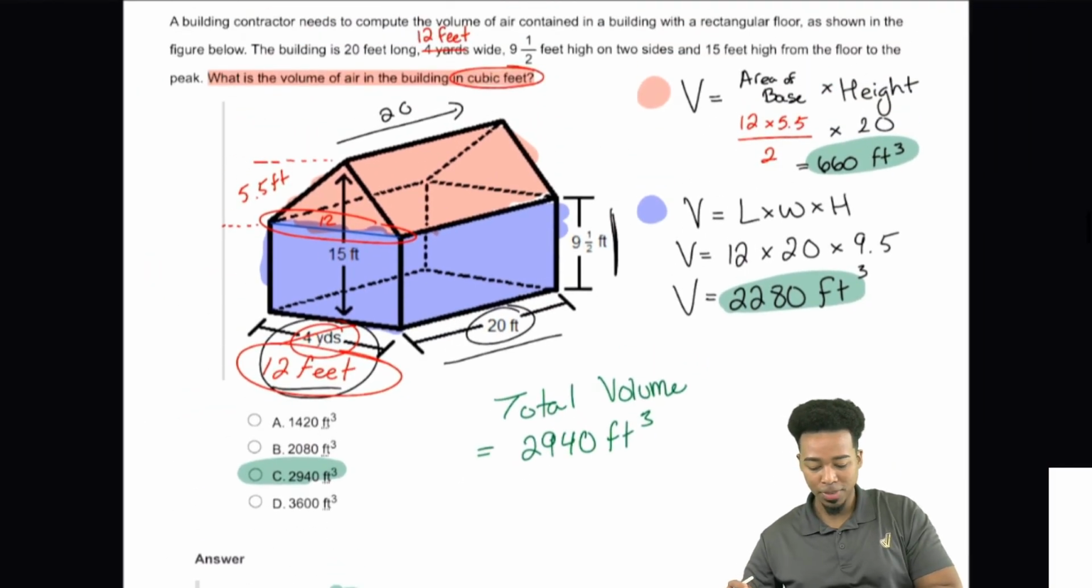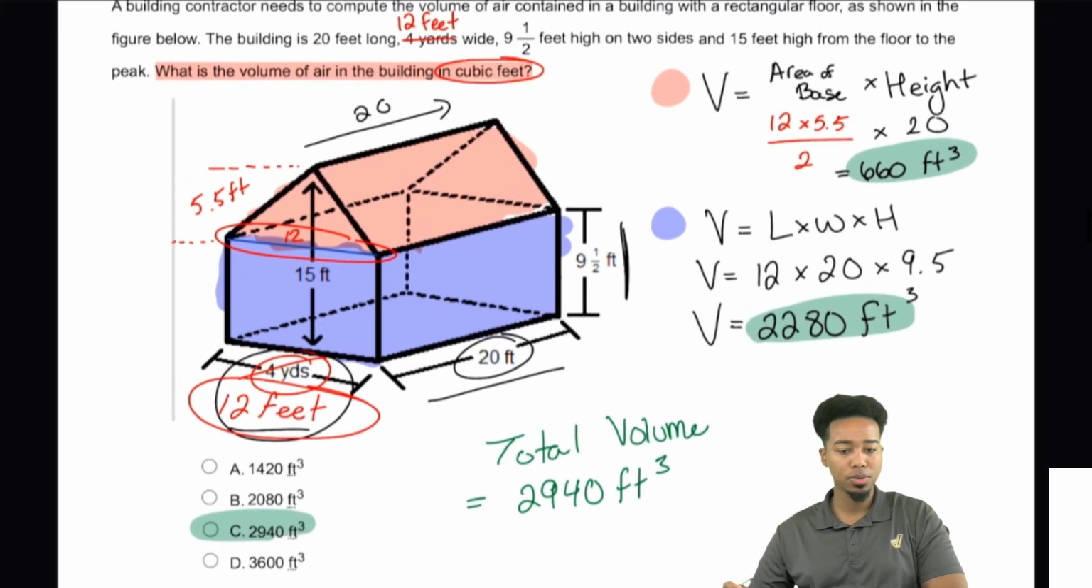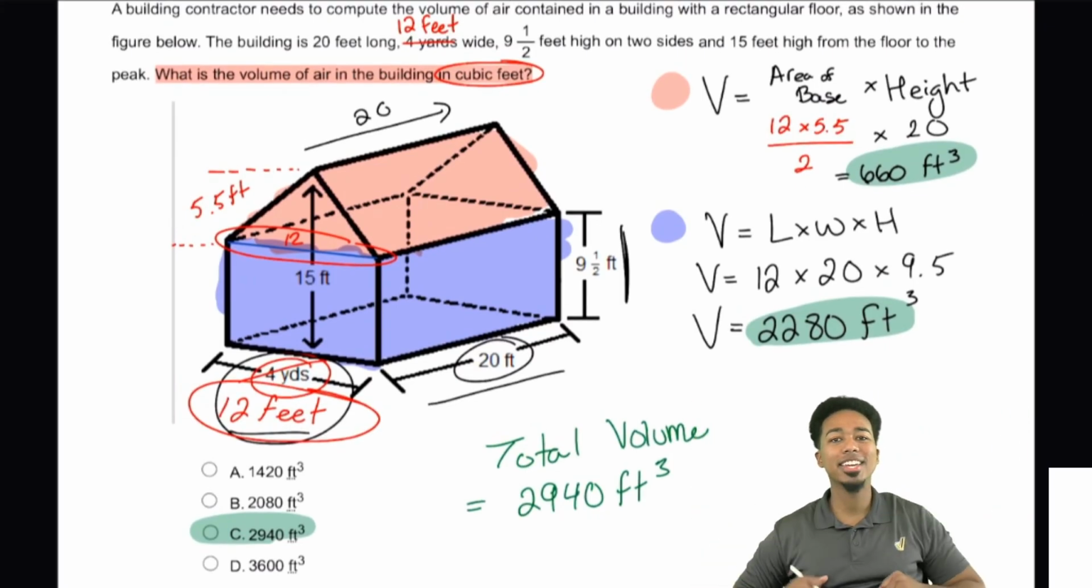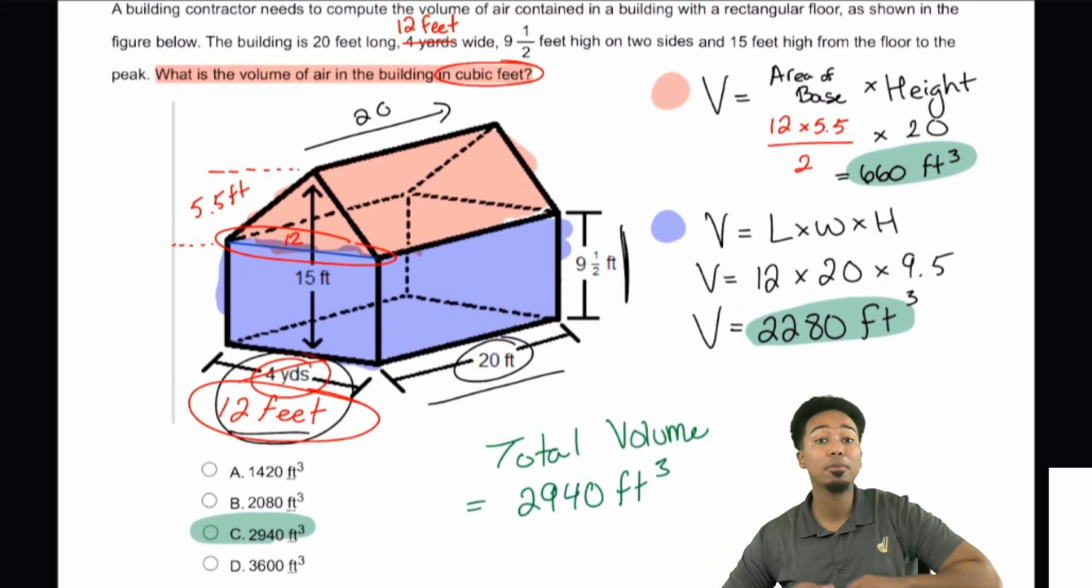Let me zoom on out for you. That way you can go ahead and take a picture of the work if you need to. But there it is, my math party people. That is the end of competency 2.